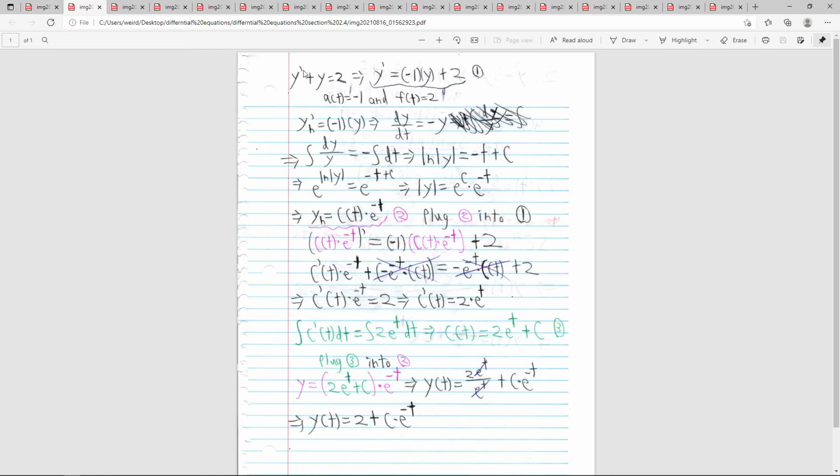So in this one, it's y prime. I rewrote it as y prime equals -1 times y plus 2 to make it more obvious here. You can see a at t equals -1 and f at t equals 2. And I labeled it a little. So that's our first equation: -1y plus 2 is equal to y prime.